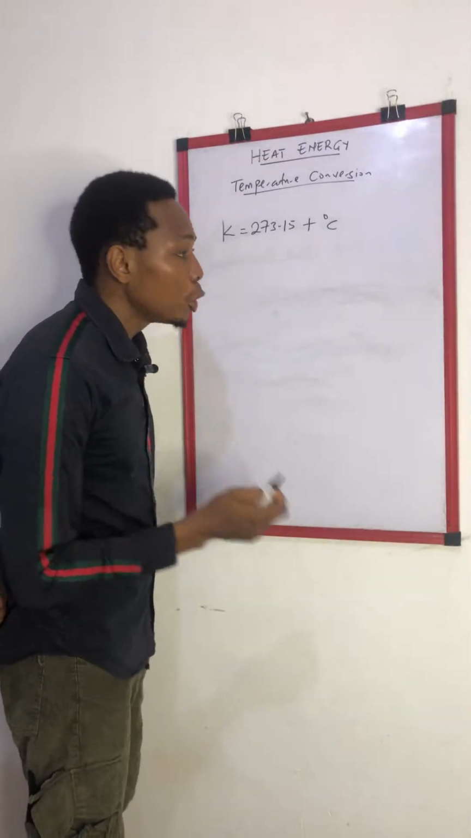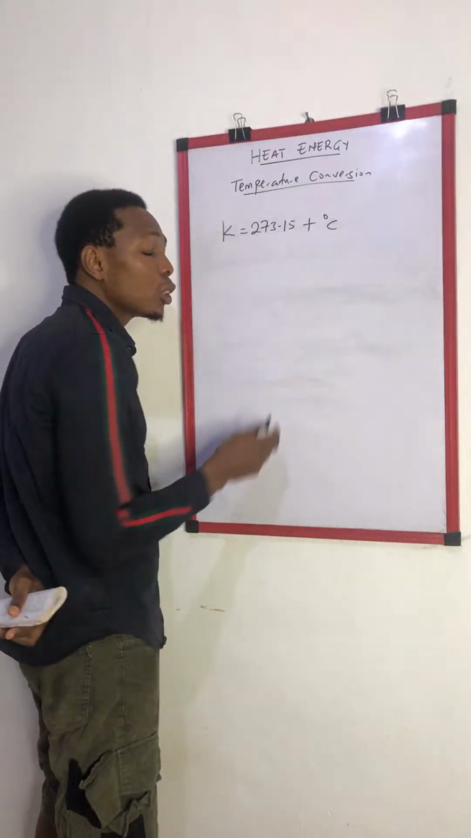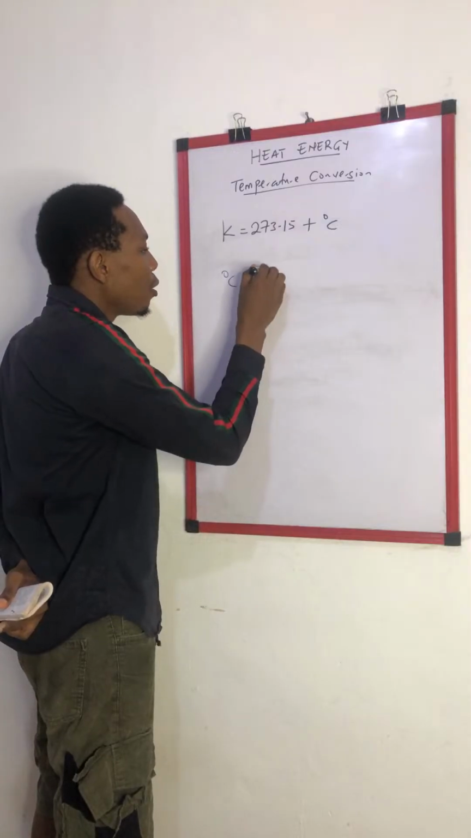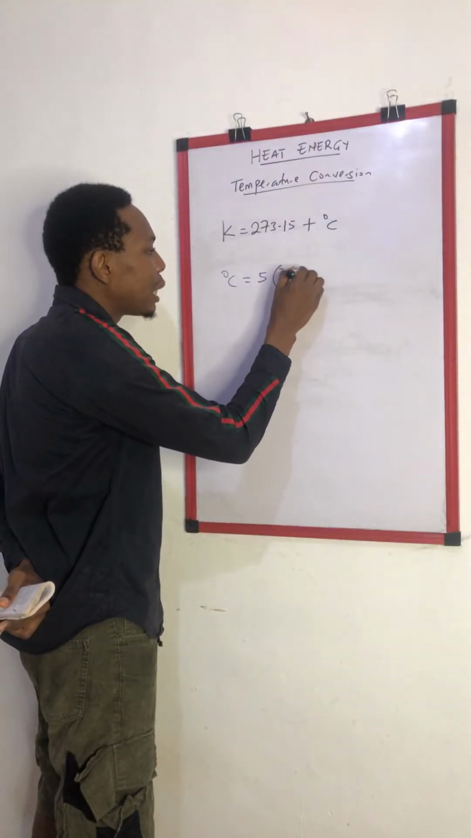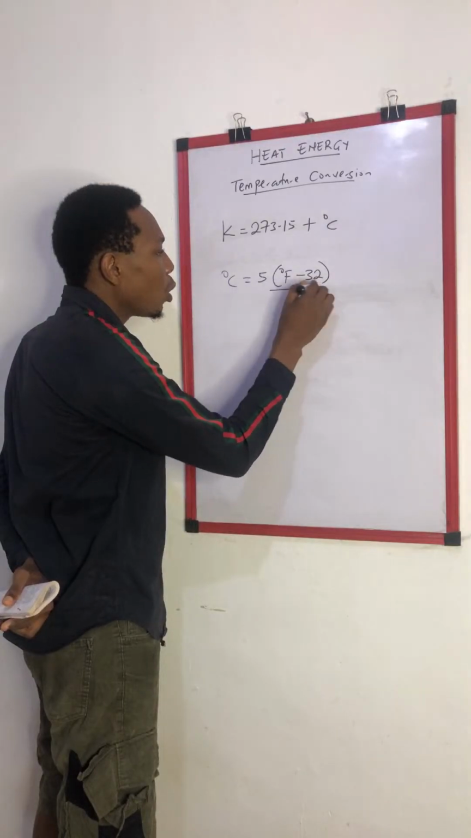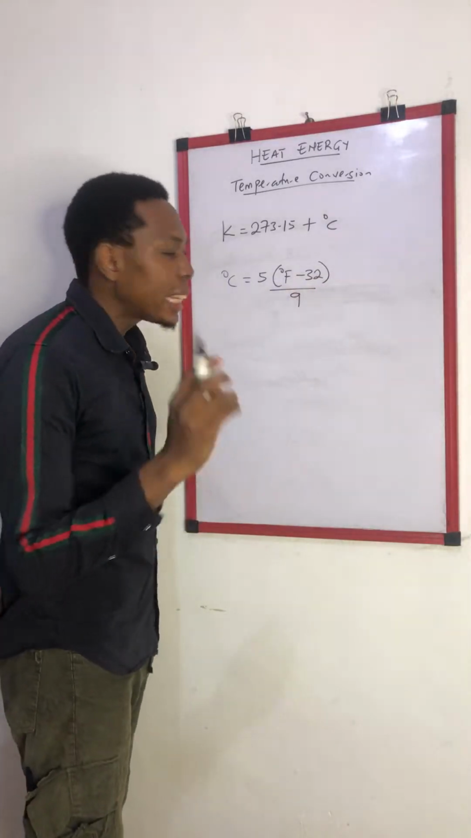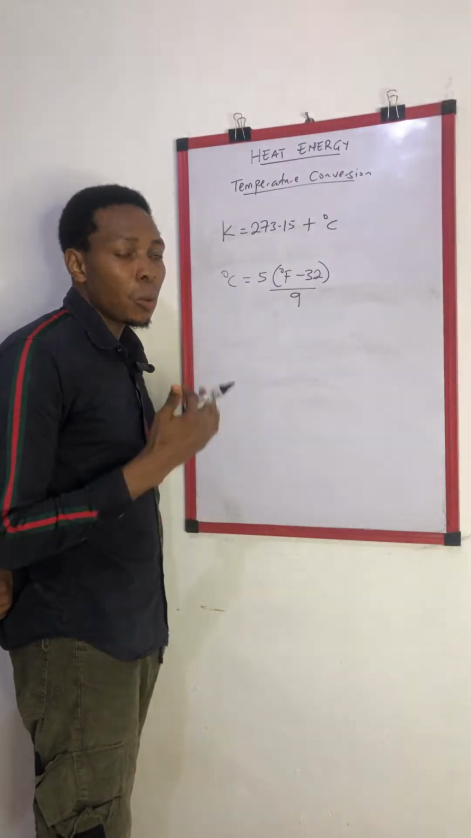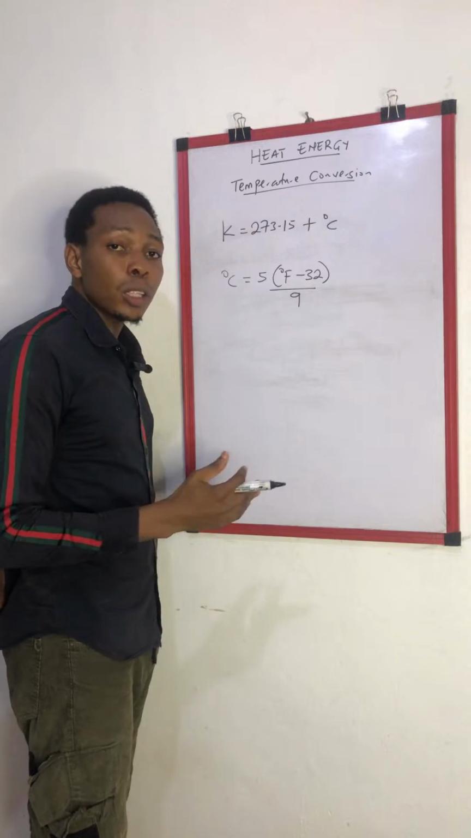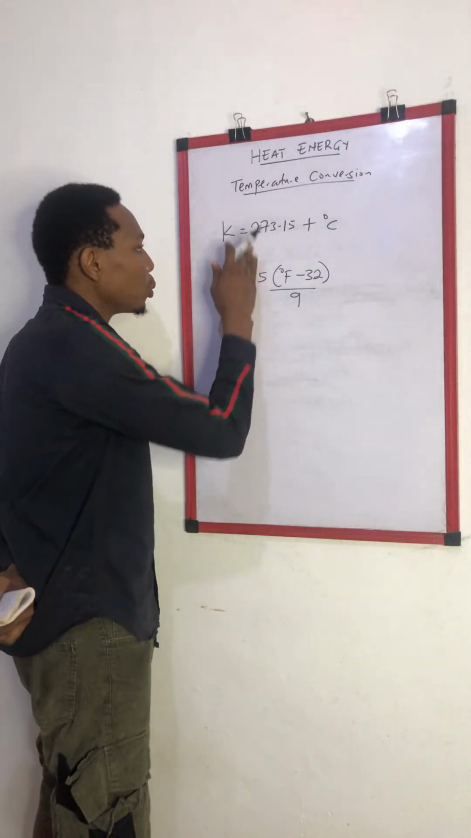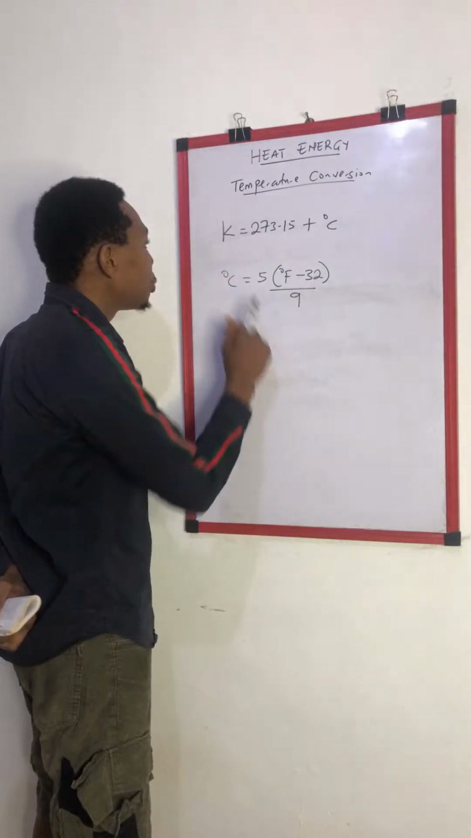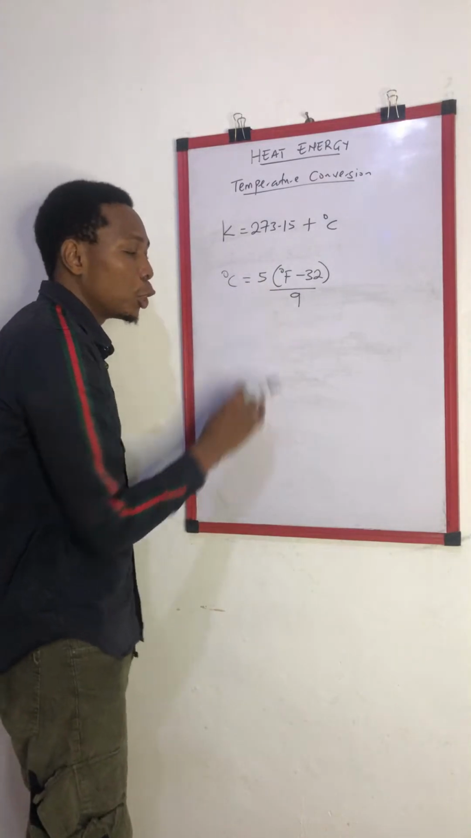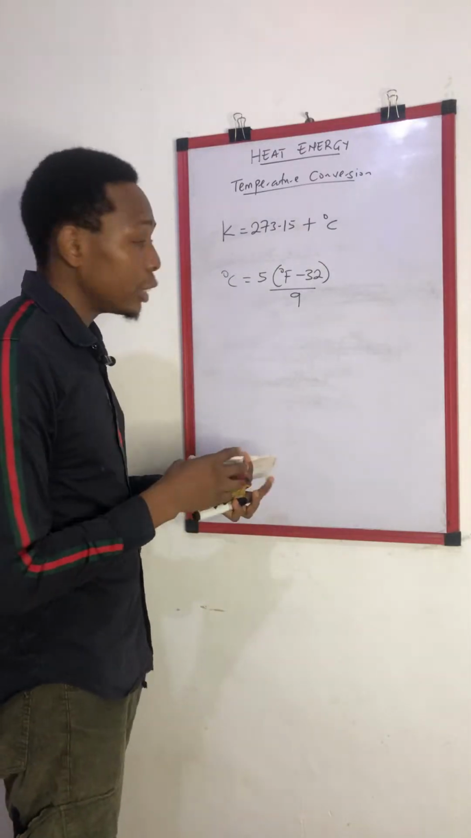We also have the relationship between degree Celsius and Fahrenheit. Degree Celsius equals 5 times bracket degree Fahrenheit minus 32, then all over 9. This is the relationship between degree Celsius and Fahrenheit. Don't worry, we are going to prove this formula. With these two, you should be able to prove the relationship between Kelvin and degree Celsius. But first of all, let's prove this relationship, because you might see it in your exam.